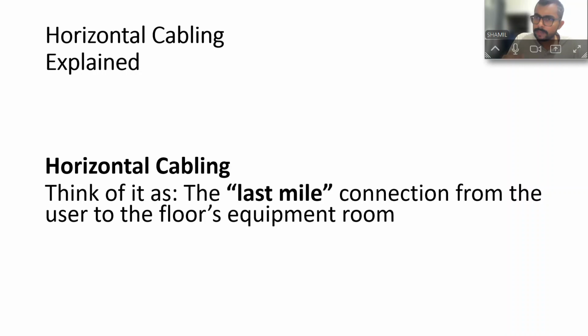So horizontal cabling is like the last mile connection from the user to the floor's equipment room. The last mile connection means it's like a road inside a neighborhood which connects to the houses. So that's how last mile connection is. I'll be doing a video on why horizontal cabling is considered to be a last mile connection. In that, I will explain a little more detail about that.